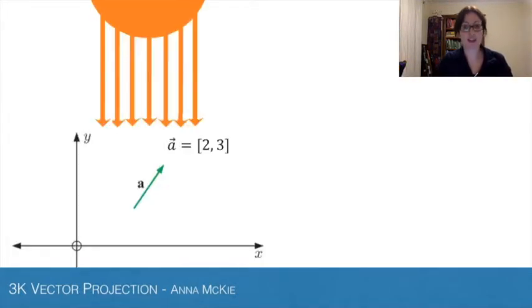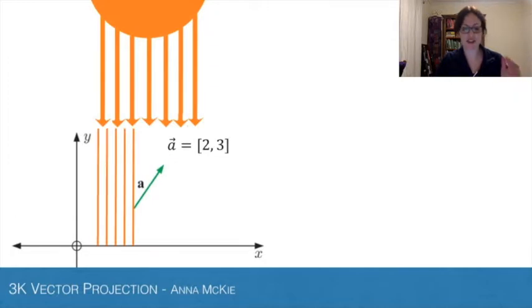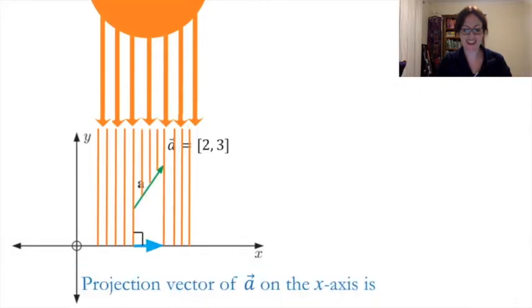What about the projection on the x-axis horizontally? So what shadow does vector A cast on that x-axis there? Imagining the sun's rays and where the light is blocked out by vector A, we'd be left with this projection vector of vector A on the x-axis. And how long would that be? It's the horizontal component of vector A, which is 2, or the unit vector 2i.